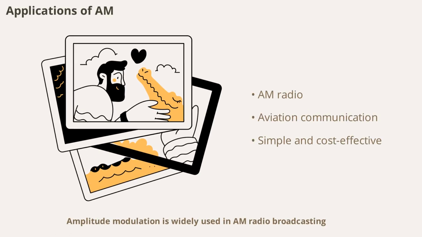Amplitude modulation is widely used in AM radio broadcasting, aviation communication, and two-way radios. Its simplicity and ease of implementation make it suitable for applications where cost and coverage are more important than sound quality. However, AM is more vulnerable to noise and interference compared to other methods.